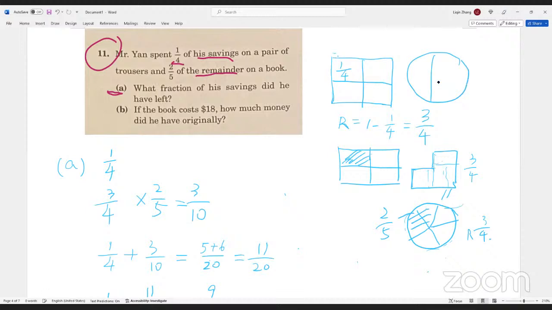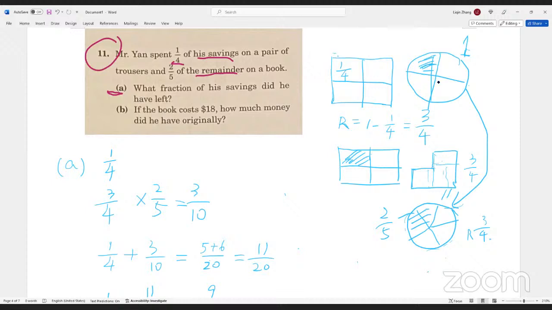And we spent 1 out of 4. And this part is the remainder. It's not the original one. It's based on the remainder, based on 3 out of 4 of the remainder.